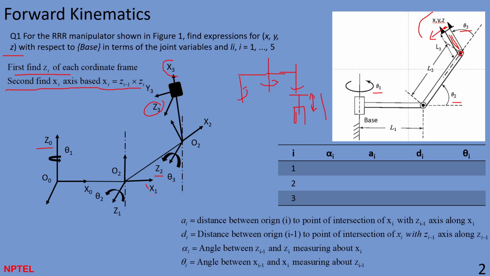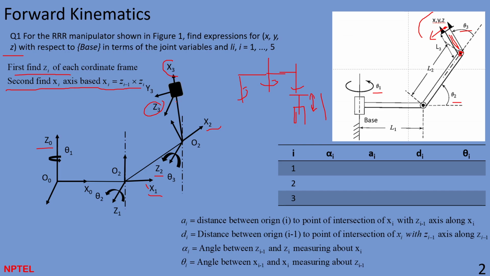This is the x1 you will get. And similarly, when you do it for link 2, you will get x2 here. And when you do it for z3 again here, in this case x2 and for z3 and z2. If you see, z3 and z2 are the same, actually z3 and z2 are the same axis pointing out from the plane.